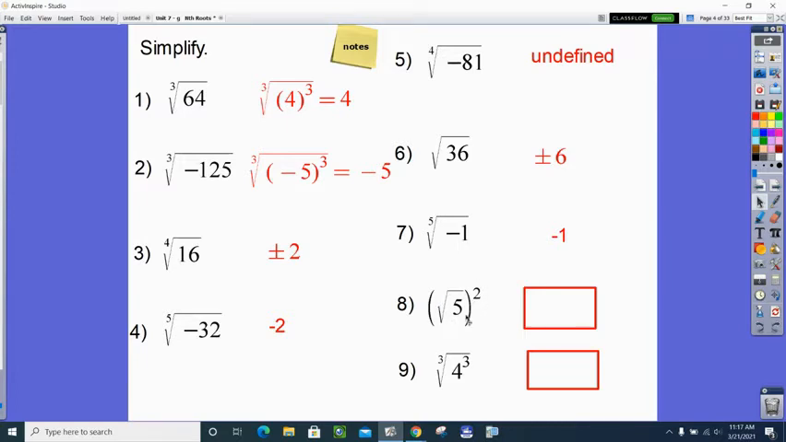So this is just kind of a crazy problem that says if you take the square root of 5 and then square it, you're going to get right back to the 5. If you take 4 to the third and then take the cubed root, they undo each other. You get right back to the 4. So remember that opposite operations undo each other. Kind of the basis of a lot of equation solving we've done throughout the year.